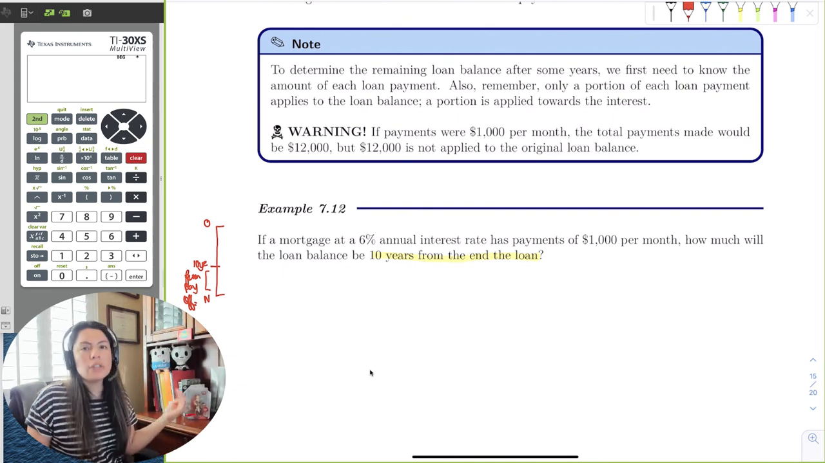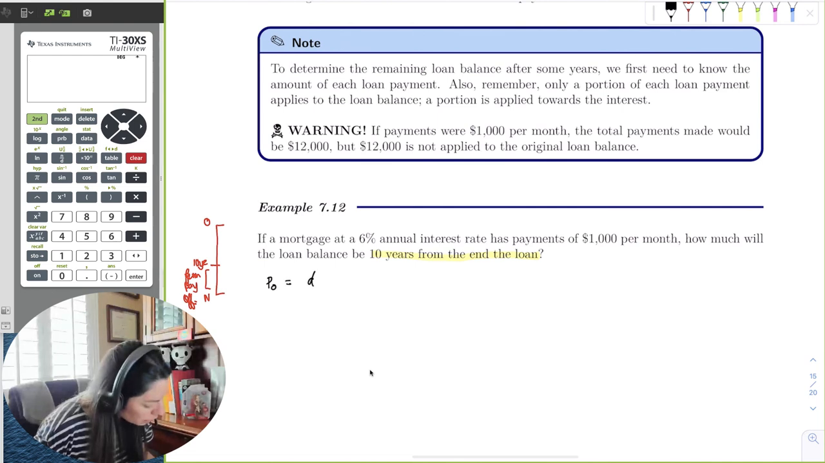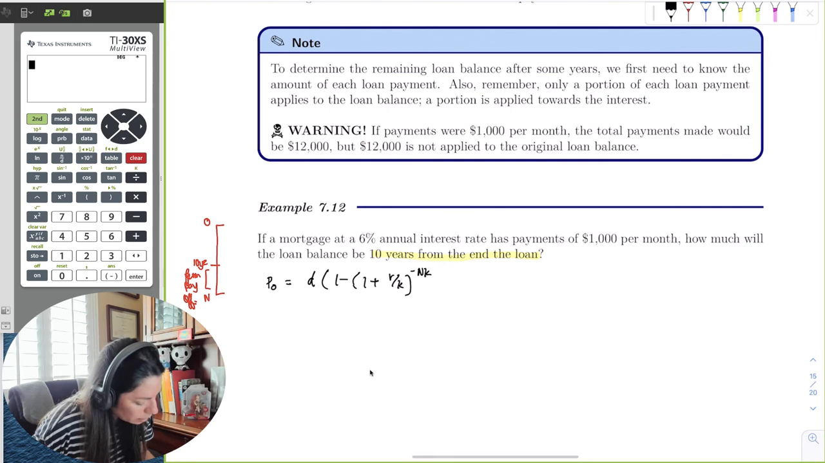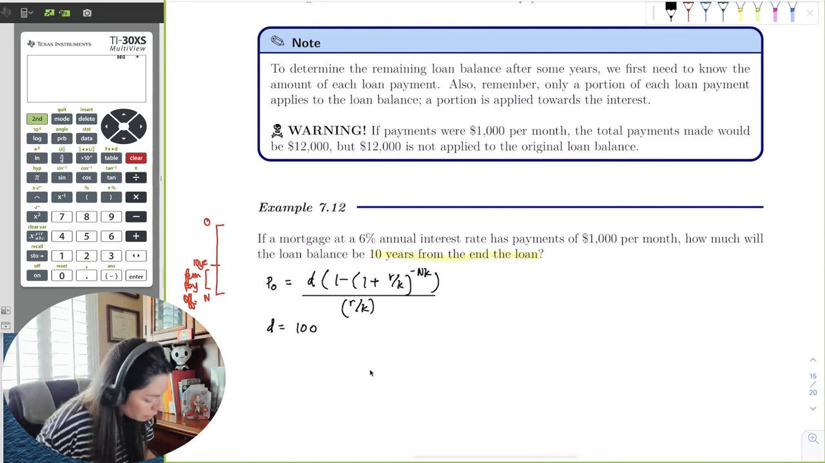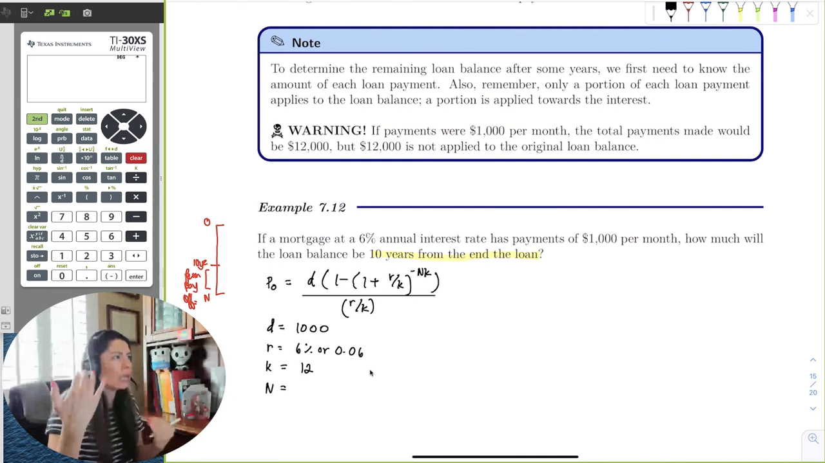So luckily, because it's a loan balance, we're using that same formula as the loan formula. So let me write that here. We'll have P sub 0 equals D times 1 minus (1 plus r over k) to the negative nk, all over r over k. Okay, and then we know that the monthly payment D is 1,000. We know the rate is 6%, or in other words, 0.06. k is monthly payments, 12 per year. And then n would be how many years left are you paying on this loan?